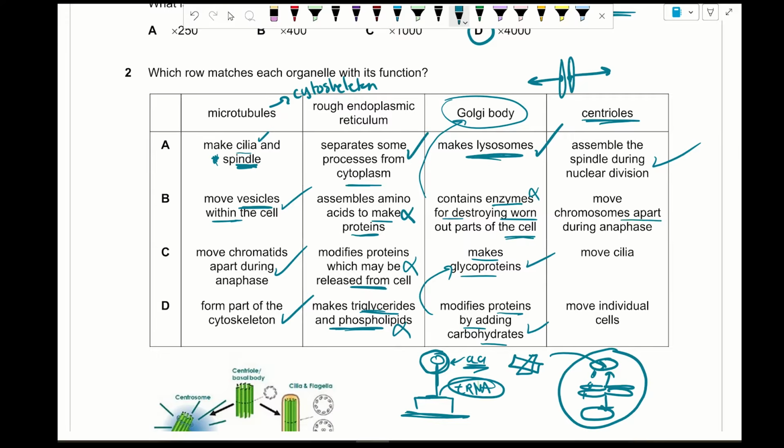Now, move chromosomes apart during anaphase. Not directly, it's the spindle, not the centrioles. The centrioles are what synthesize the spindle, which does this function. Therefore, this is not directly correct. Centrioles move cilia. This is also incorrect. It's the microtubules. Move individual cells. This is also incorrect. Therefore, the answer is going to be A.